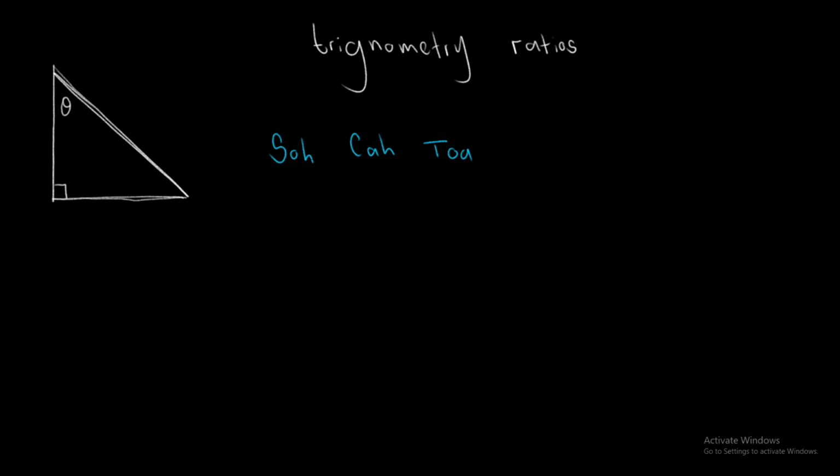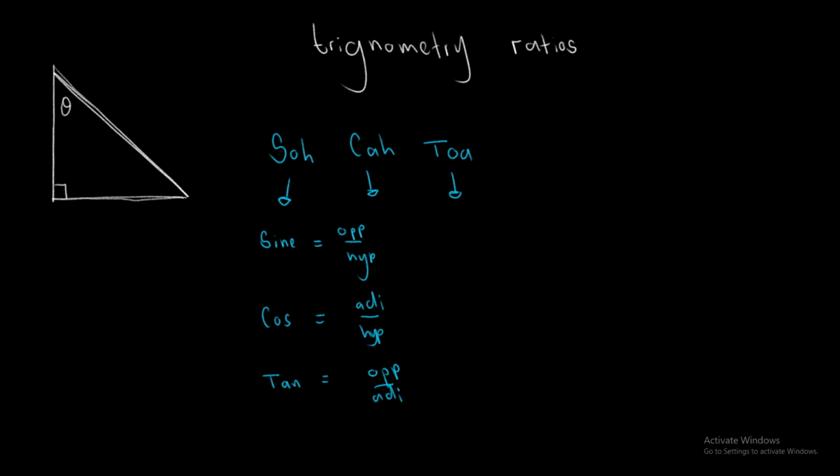Well, trigonometry consists of three main, or actually six, functions. So let's do sine. SOH: sine is equal to the opposite over the hypotenuse, right? Then CAH: cosine is equal to adjacent over hypotenuse. And then TOA, which is tangent, is equal to opposite over adjacent.